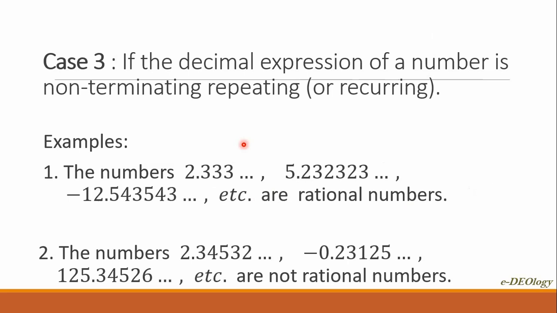For case 3, again this is for decimal expression. If the decimal is non-terminating and repeating. Look at the examples below. 2.333 and 3 dots follows. It means, as you see here, 2.333, there is a pattern of repetition of the number 3. And see the 3 dots here means it is continuous.